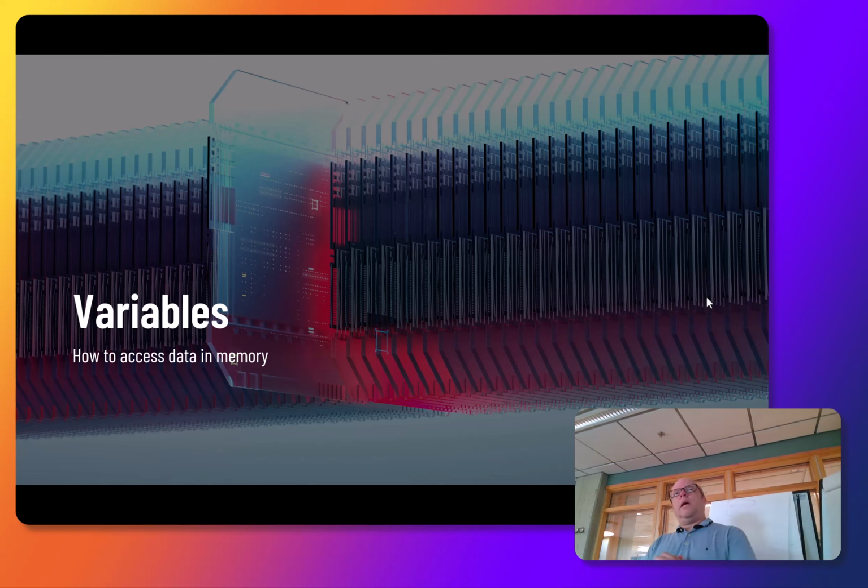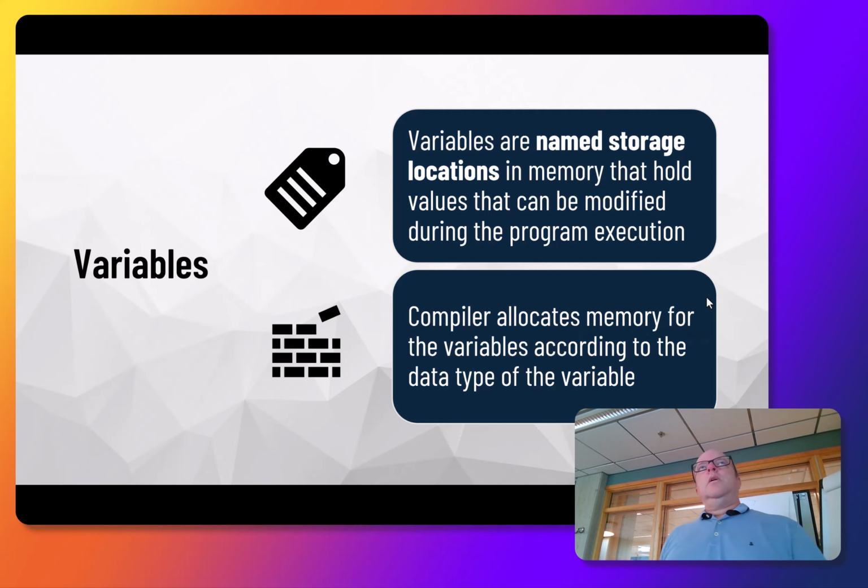So now we're going into the language here. Variables. It's similar to what you do in Python. Variables are named storage locations in memory that can be modified during the program execution. The compiler will allocate memory for the variables according to the data type. I said it with reservation here, because you can also allocate memory yourself using dynamic memory allocation. But the variable I'm talking about here is the one that you declare, and the compiler will reserve memory for you automatically.